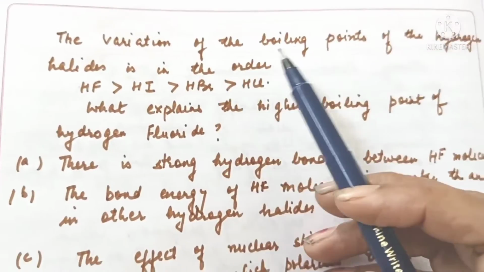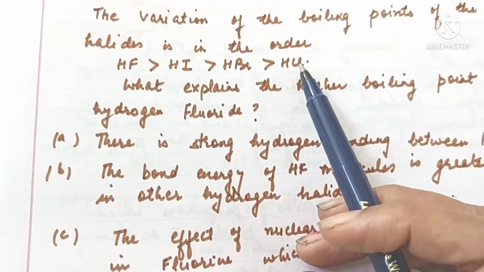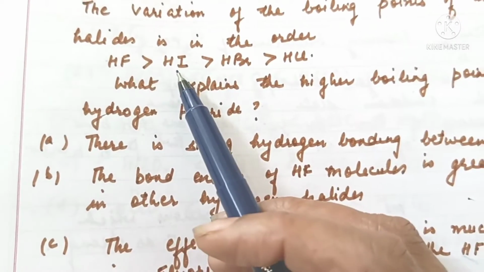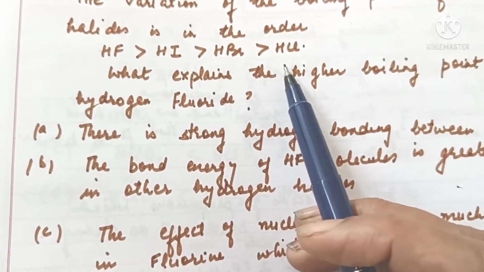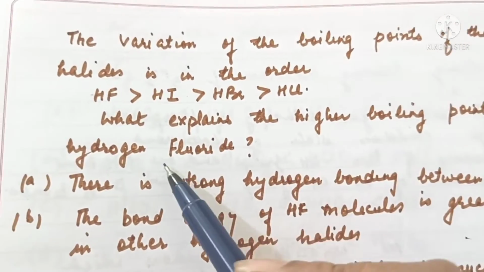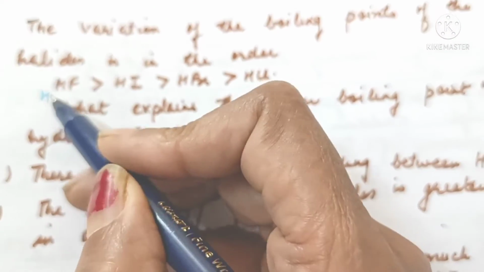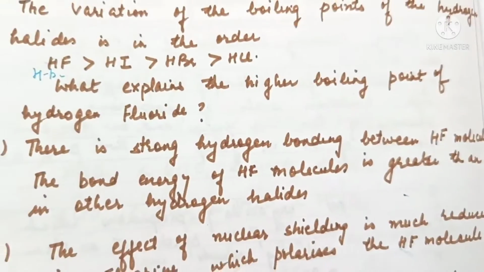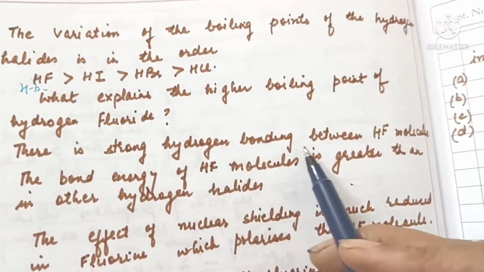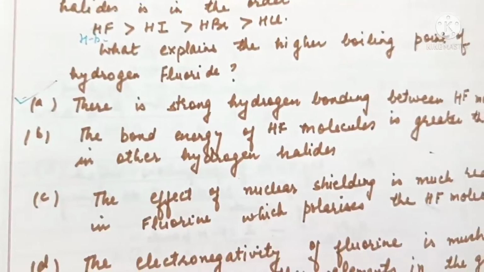The variation of the boiling points of hydrogen halides is in the order HF is more than HI is more than HBr is more than HCl. What explains the higher boiling point of hydrogen fluoride? This is hydrogen bonding. So there is strong hydrogen bonding between HF molecules. This is the correct answer.